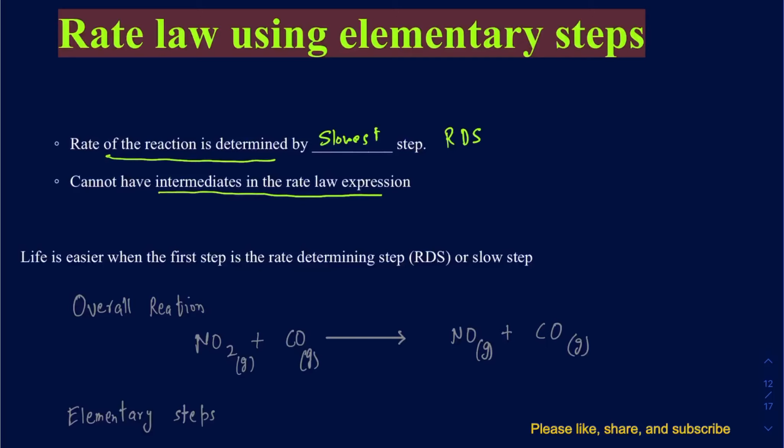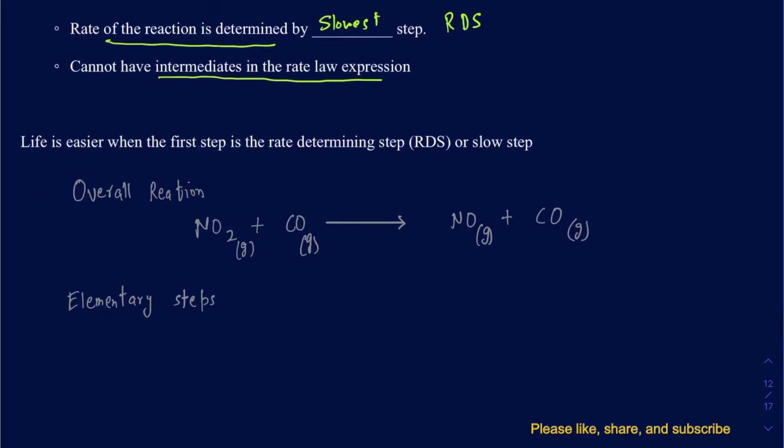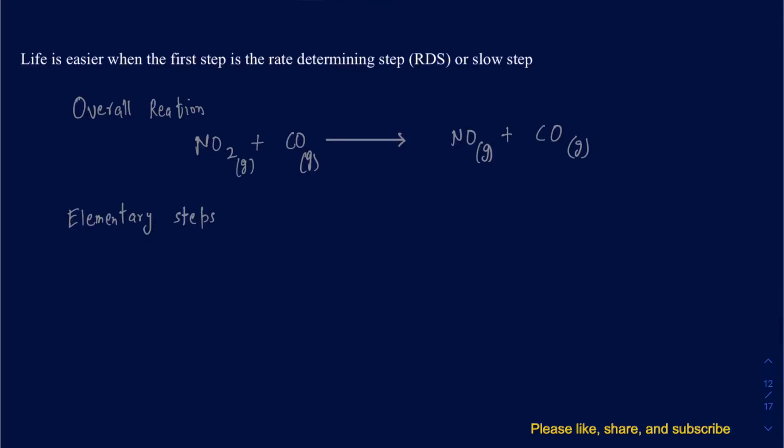So let's look at two examples. In one example, I'm going to be looking at a reaction where I'm given two elementary steps, and in that case the first elementary step is going to be the slowest step. Your life is going to be a lot easier when the rate determining step is indeed the first step, because then you don't really have to worry about what's going on in the next step.